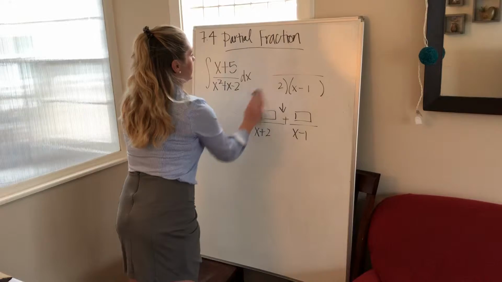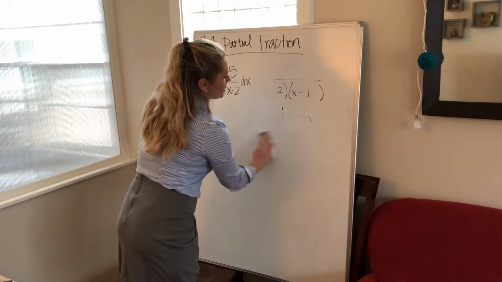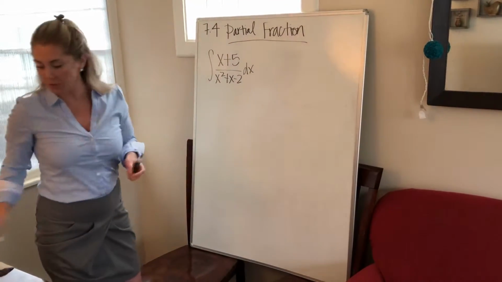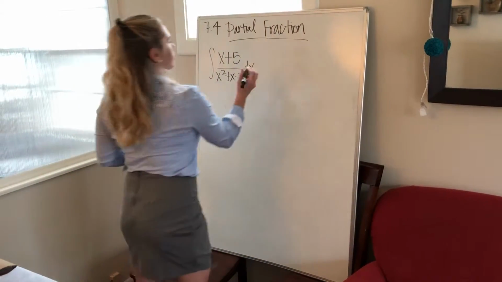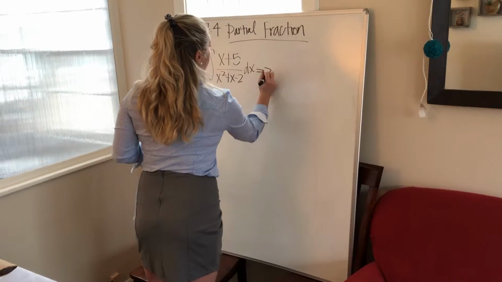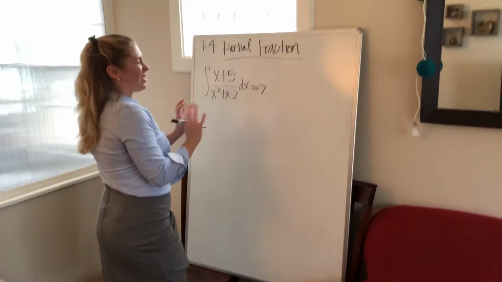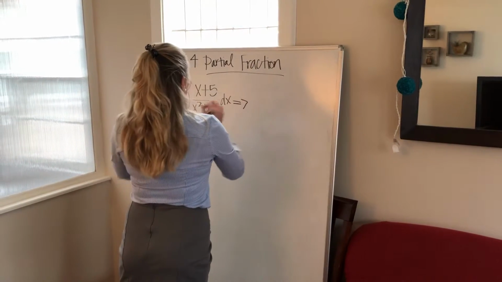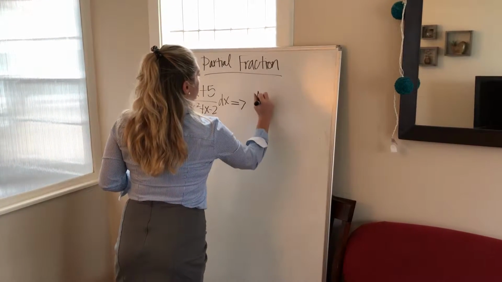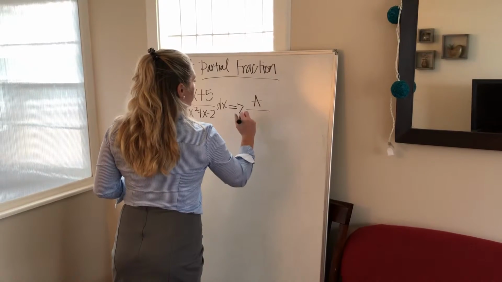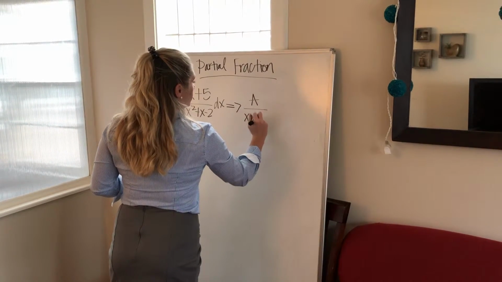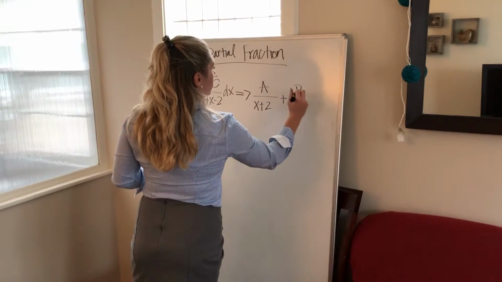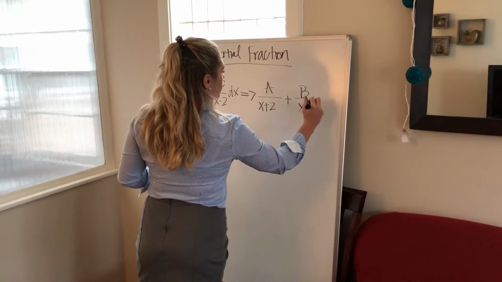So I'm just going to erase this. And instead of boxes like we had, I'm going to use letters. And it's not equal to, so I'm just using an arrow to signify that it doesn't equal, but we're moving on to the next step. So instead of x plus 5, or instead of a box, I'm going to have A over x plus 2 plus B over x minus 1.